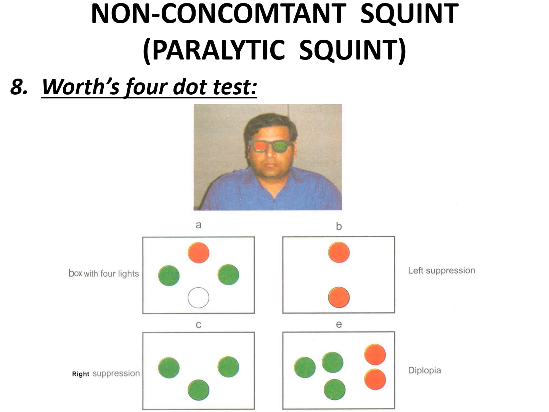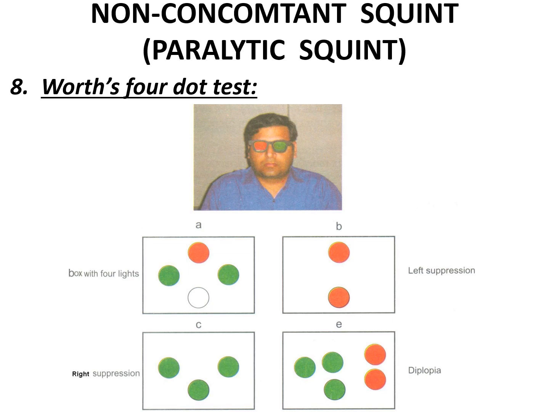To chart out diplopia, we have the Worth 4-dot test. Here, the patient is wearing red-green goggles and is asked to look at the illuminated vision box where 4 dots are present: 2 green, 1 red and 1 white. If the patient is normal, he can see all 4 dots: 2 green, 1 red and the fourth one a mixture of red and green.